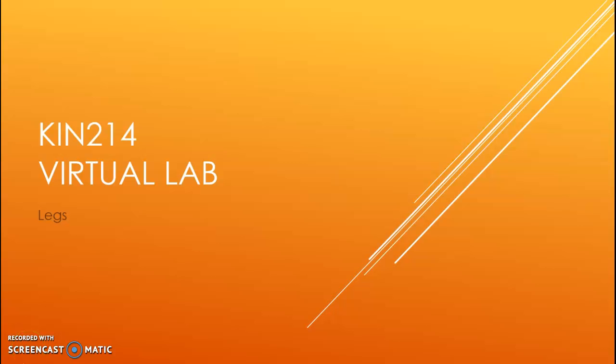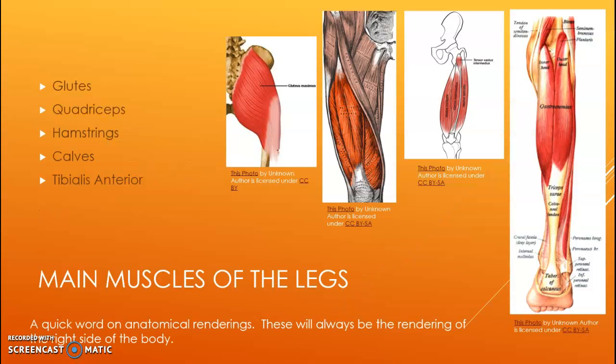This is Kinesiology 214, the virtual lab for legs. Now, with legs, you have to understand there are a number of different muscles you can use or evaluate in leg movement. And for this class, what we're really going to focus on are these main five: glutes, quadriceps, hamstrings, calves, tibialis anterior.